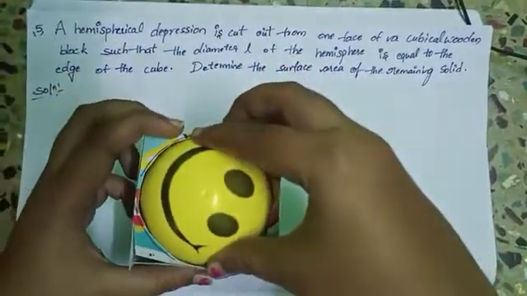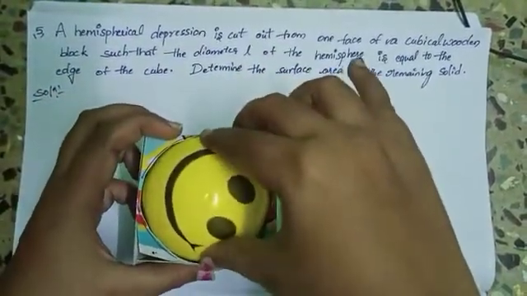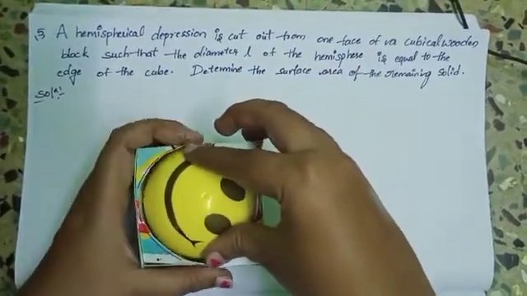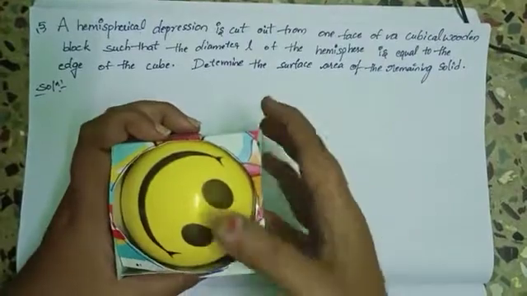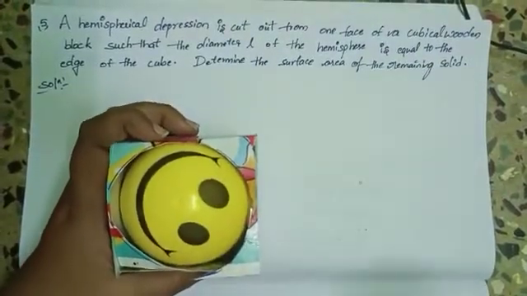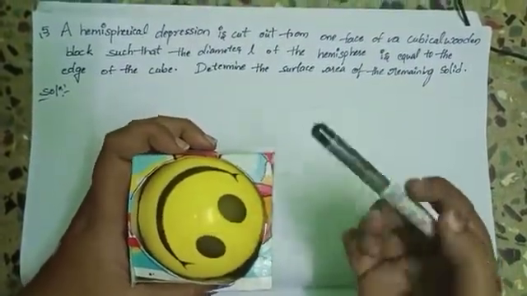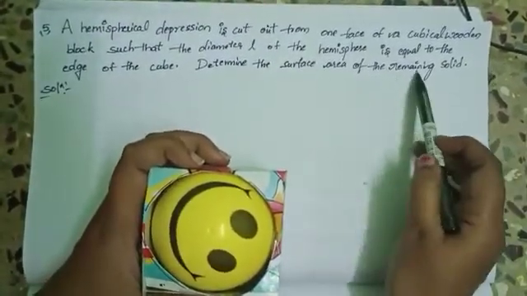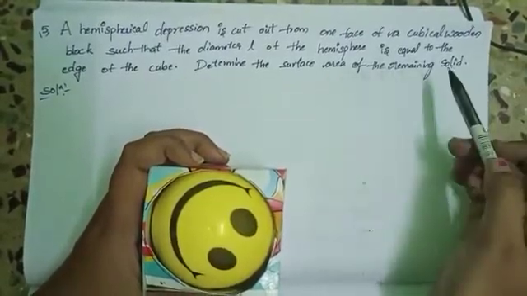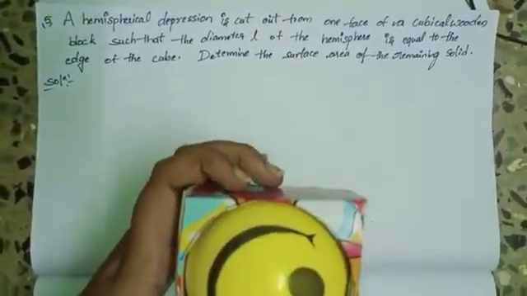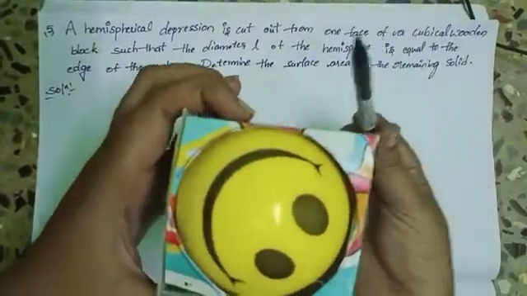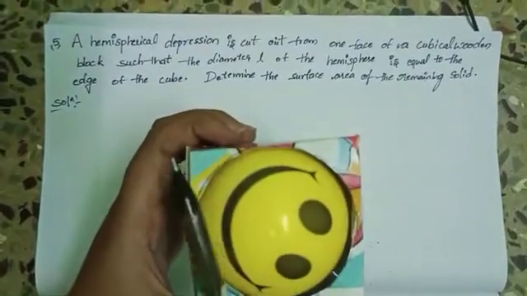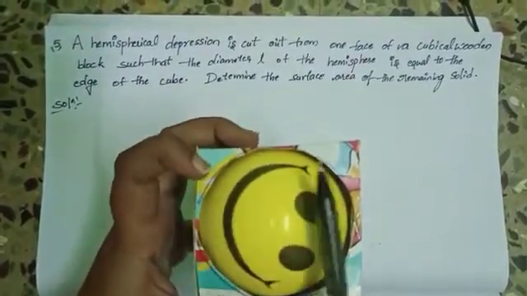See, the depression. Here the hemisphere is fixed into the cubical block. See, this is the depression. The hemisphere is fixed into the cubical wooden block. Here we have to find the surface area of the remaining solid. Remaining solid means the cube area and the curved surface area of this hemisphere.